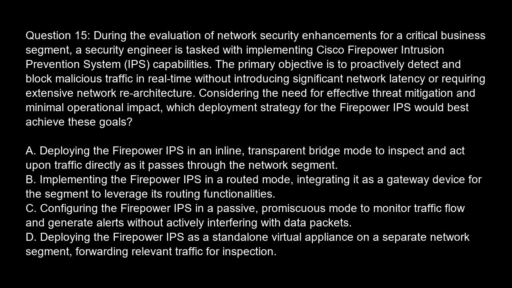Option A. Deploying the Firepower IPS in an inline, transparent bridge mode to inspect and act upon traffic directly as it passes through the network segment. Option B. Implementing the Firepower IPS in a routed mode, integrating it as a gateway device for the segment to leverage its routing functionalities. Option C. Configuring the Firepower IPS in a passive, promiscuous mode to monitor traffic flow and generate alerts without actively interfering with data packets. Option D. Deploying the Firepower IPS as a standalone virtual appliance on a separate network segment, forwarding relevant traffic for inspection.